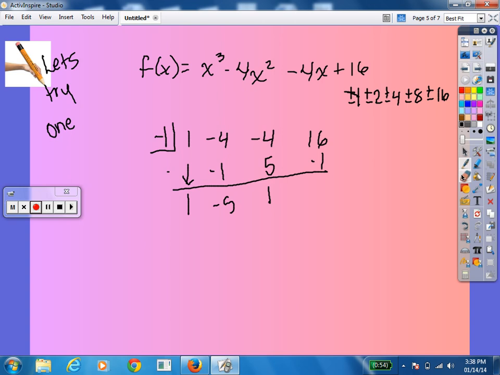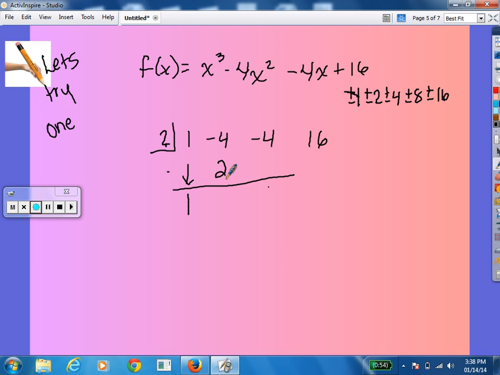So let me get the eraser. We'll try that again. Let's try it with a 2. Let's see if the 2 works. And let me erase this down here. So we're going to try it with a 2, so you'll have to do another one. 2 times 1 is 2. 4 minus 2 is negative 2. That's negative 4, which gives you a negative 8. And 2 times negative 8 is negative 16. Woohoo! You found it.